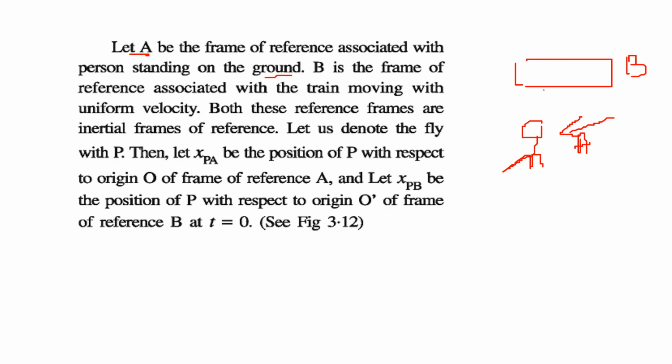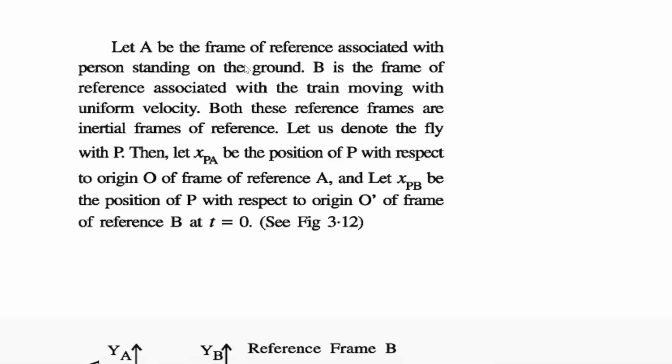Now both these reference frames are inertial frames of reference. We are talking about a fly. So let us denote the fly with some point P. So what will be XPA? XPA is the position of P with respect to origin A of frame A. Again XPB is the position of P with respect to origin O dash of frame of reference B at time t equal to 0.